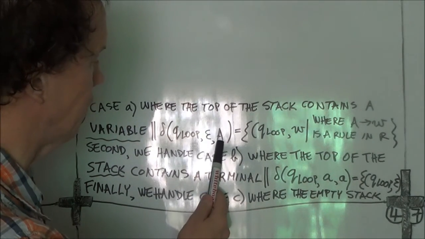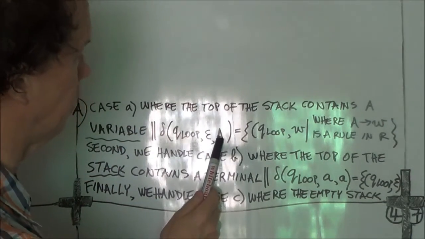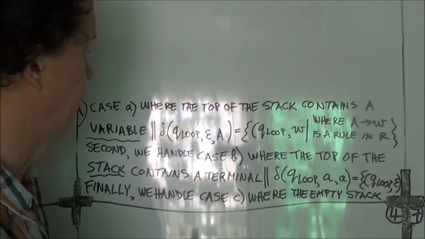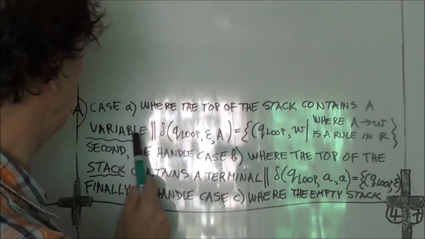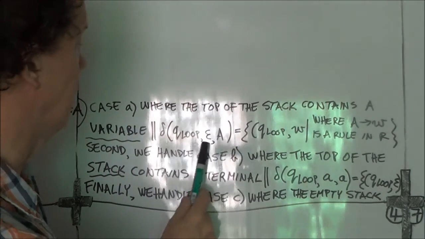Okay. In this case it's A, sorry, it's a variable. Okay, A, it's a variable, capital letter. Variables have capital letters, terminals have small letters. Okay, so in other words, you're in case A, you're seeing a variable at the top of the stack. So what do you do?